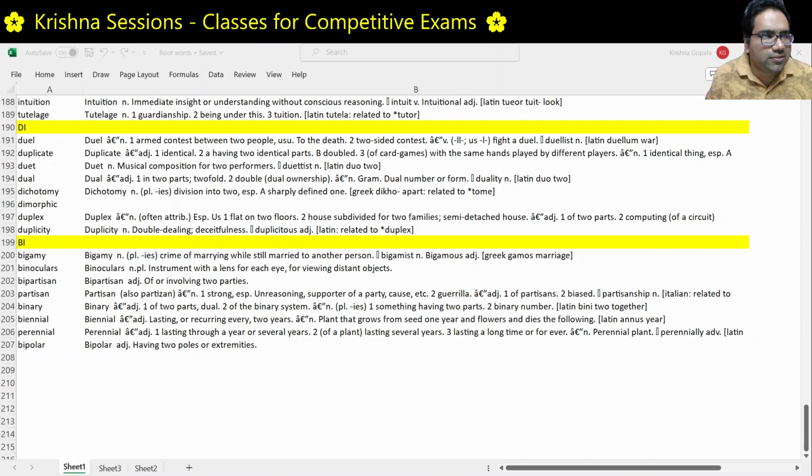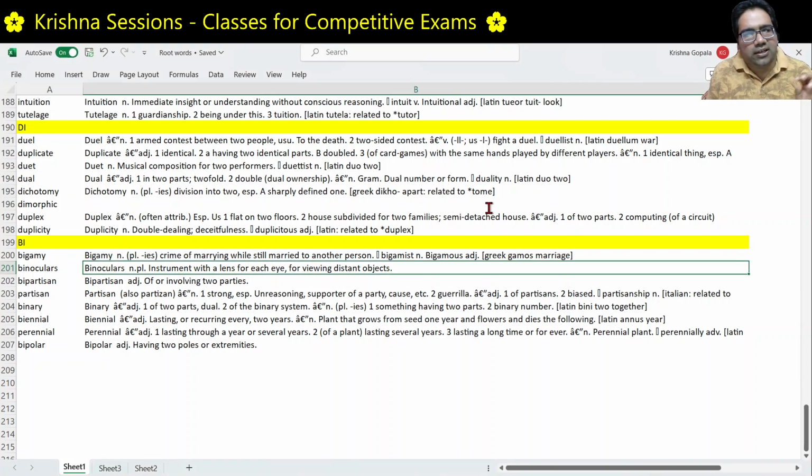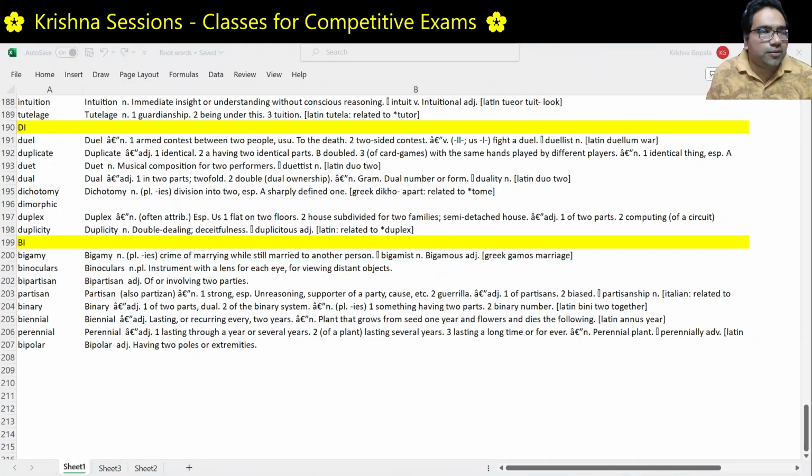So let's go to another root which is related to two, which is actually bi. We all know bi. Bi means two. Bigamy. Gamos means marriage. Bigamy means marrying two persons at the same time, or the crime of marrying someone when that person is already married to someone else. That is bigamy.